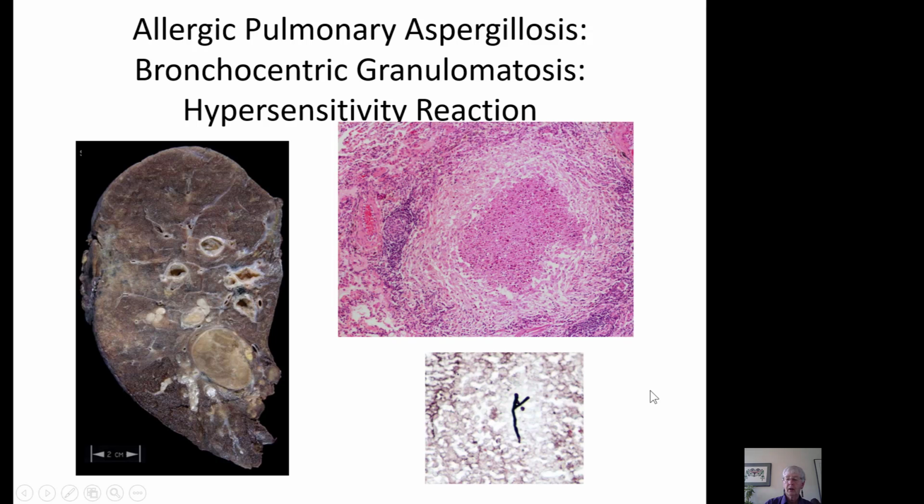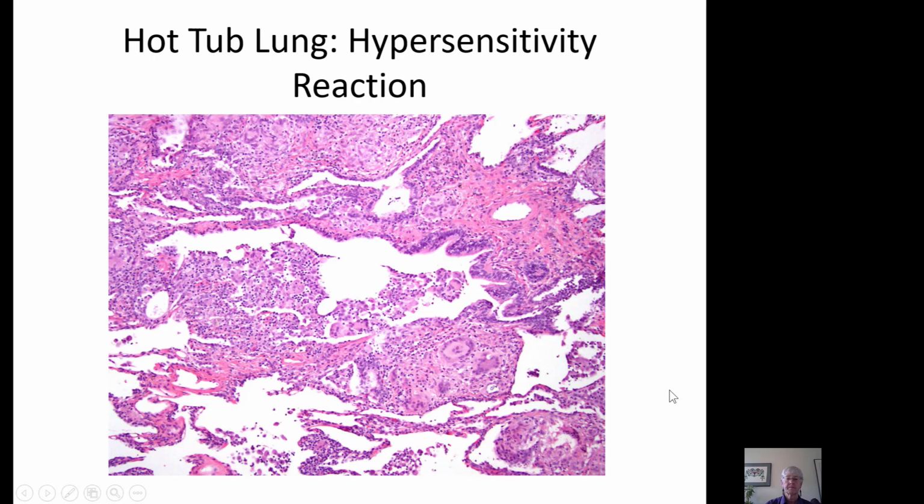If you do silver stains for the identification of fungi, please remember that the aspergillus is destroyed and can be very sparse, requiring staining of several sections because this is an immunological reaction against the fungal organisms.